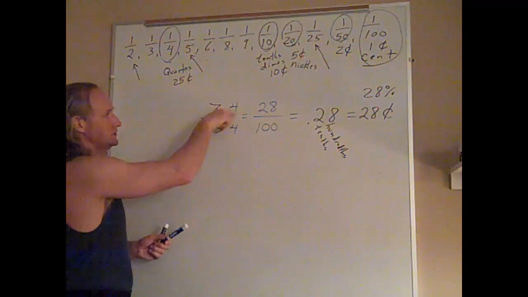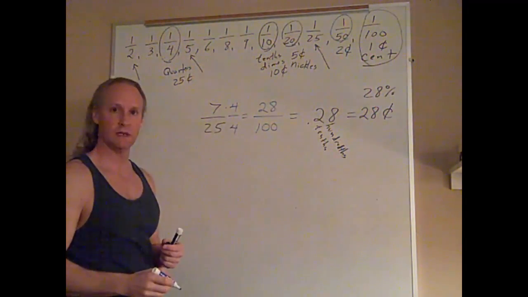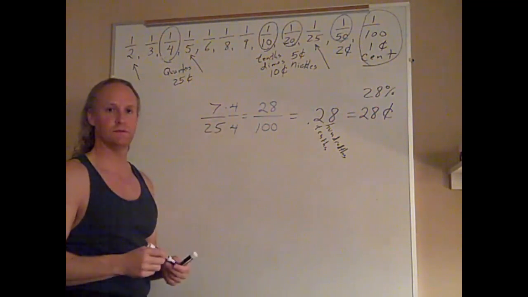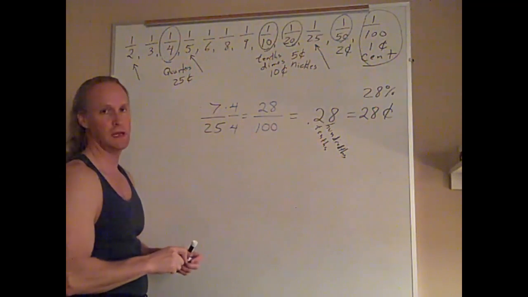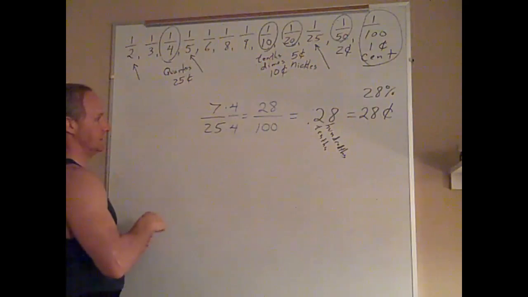This is an equivalent fraction. I multiplied by 4 over 4, which is 1. And 7 25ths times 1 is 7 25ths, or in this case, 28 hundredths. The same thing. Let's look at another 25ths.